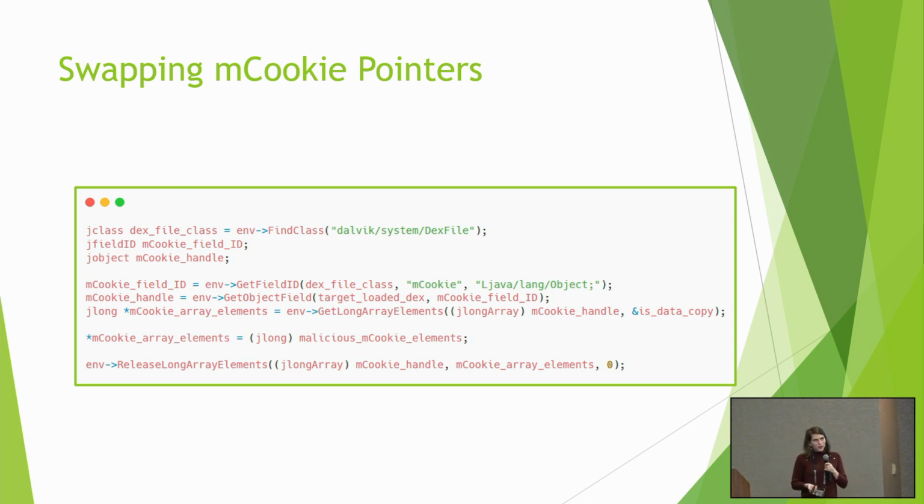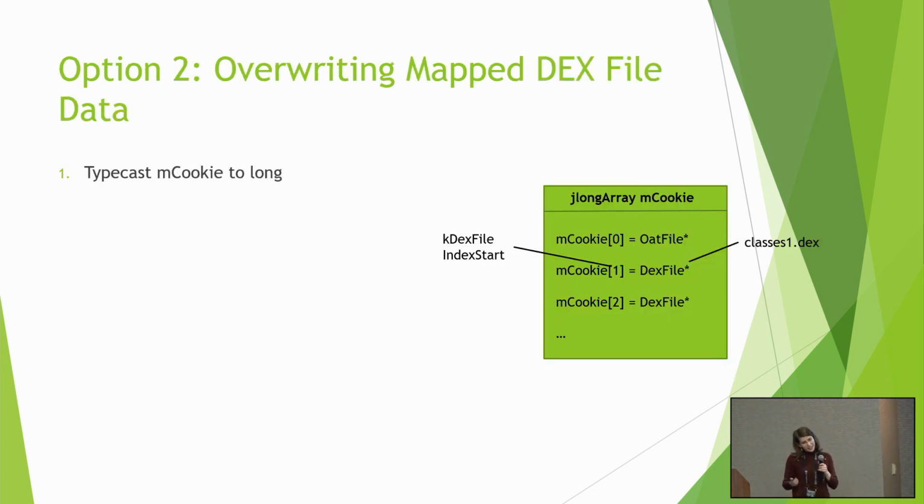So you might be wondering, what exactly is the mcookie field and what is that pointing to? Let's take a closer look. You can see this for yourself if you look at the Android source code, but these are actually long pointers to different objects inside of the Android runtime. So the first one is oat file. You might be thinking, what on earth is that?